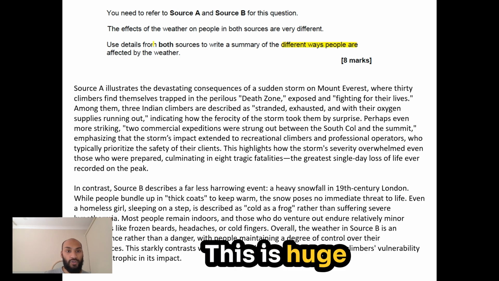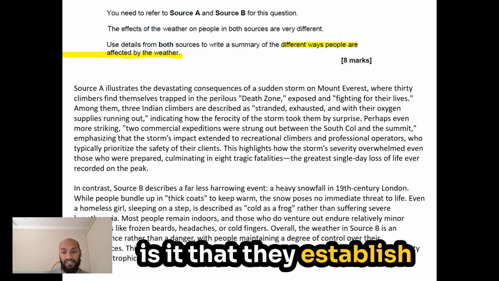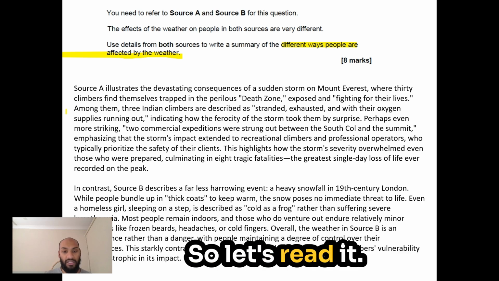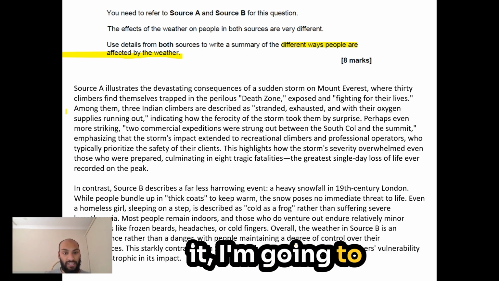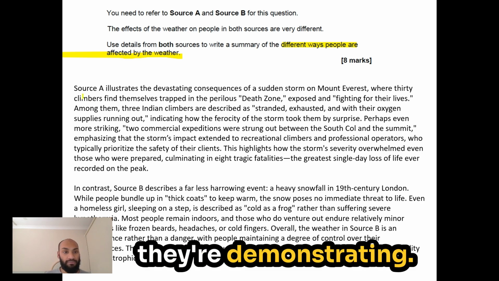This is huge and important. So we need to see how they establish their inferences as well. So let's read it, and as we're reading it, I'm going to select some key skills and ideas that they're demonstrating.